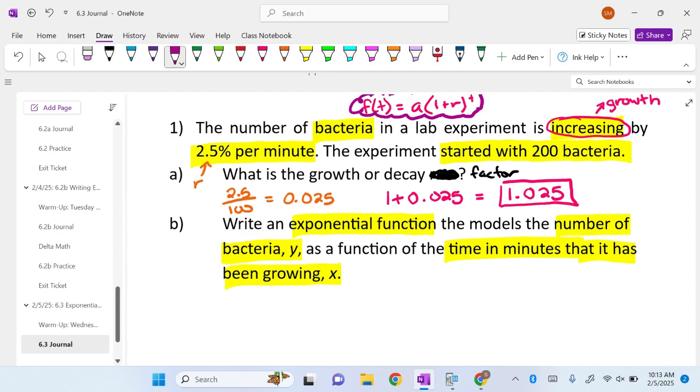All right. So first off, we already got our b value, or what's going in place of the 1 plus r. But we still need to figure out what our a value is. What did I say your a value represents in terms of exponential growth and decay problems? It always represents what? Well, not necessarily the y-intercept. In terms of the problem, what would it represent?